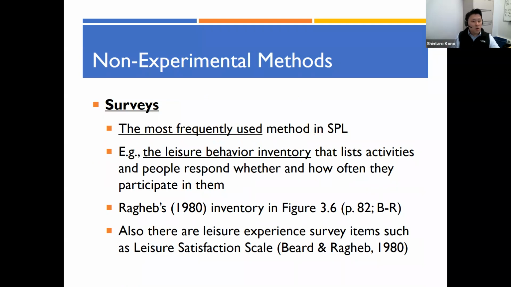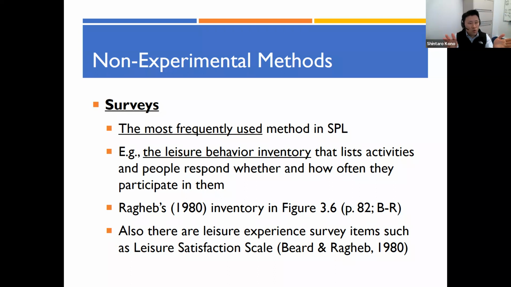Now, the chapter also talked about some non-experimental methods. Again, the experimental method is great with causality. Non-experiment does not help us with causality. We may know A is correlated to B, A is related to B, but we don't know which one is causing which, okay? But non-experimental methods also have their own merits and strengths. So that's what we're going to learn.